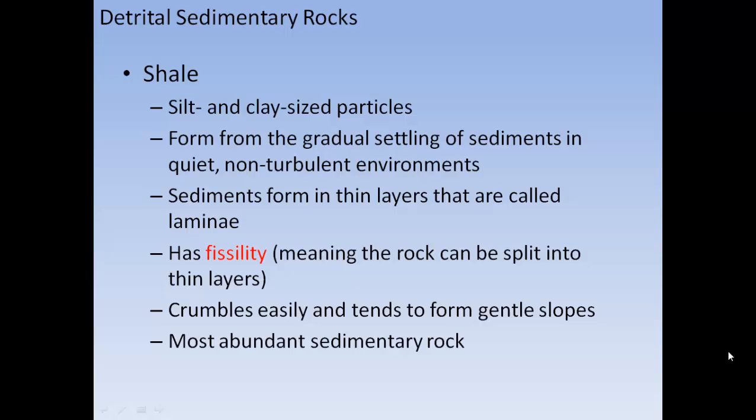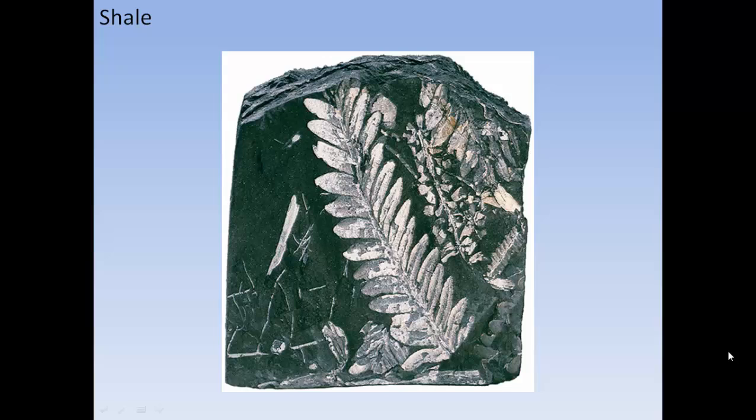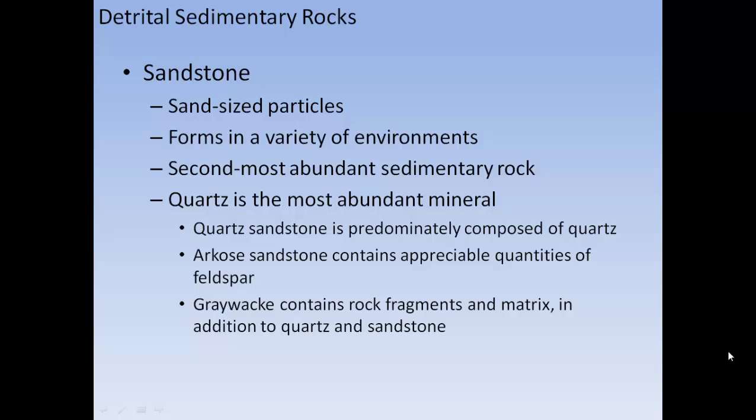Shale. Silt and clay-sized particles make up shale, formed from gradual settling of sediments in quiet, non-turbulent environments. So like the bottom of a lake, where the water isn't moving around. Sediments form in thin layers called laminae. It has fissility, meaning the rock can be split into thin layers. It crumbles easily and tends to form gentle slopes. It's the most abundant sedimentary rock. It's a picture of shale with some fossil remnants in it.